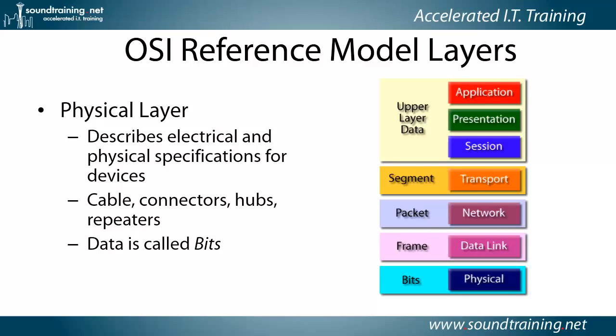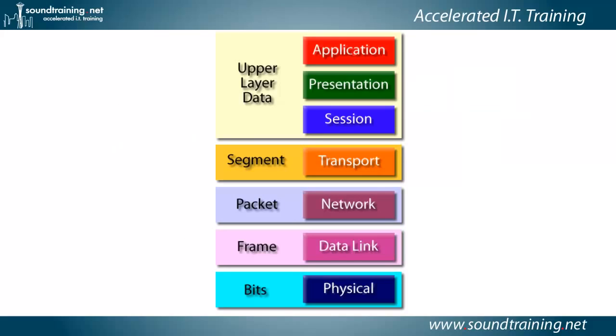So when people say start your troubleshooting at the physical layer or layer 1, they're talking about the OSI reference model. You want to check and make sure things are plugged in, turned on, you have the right kind of cabling, the right kind of connectors.